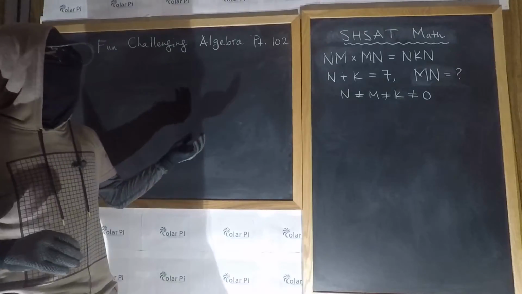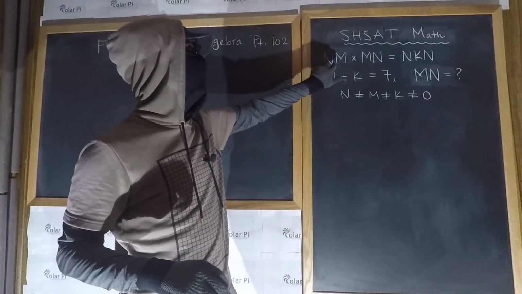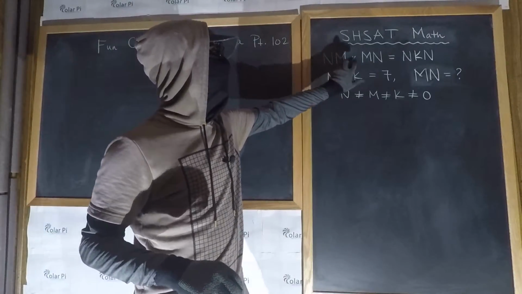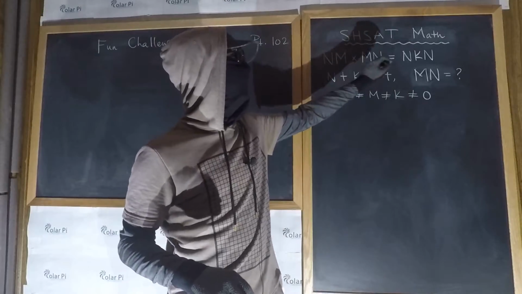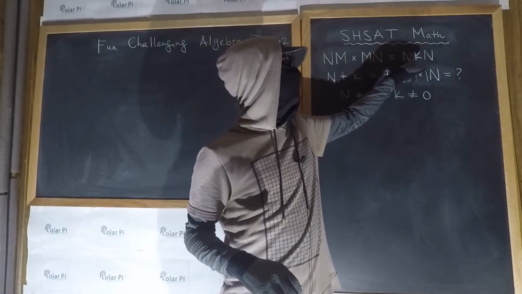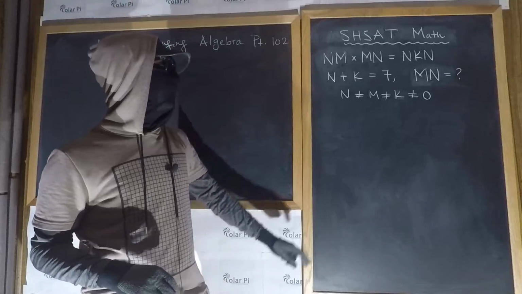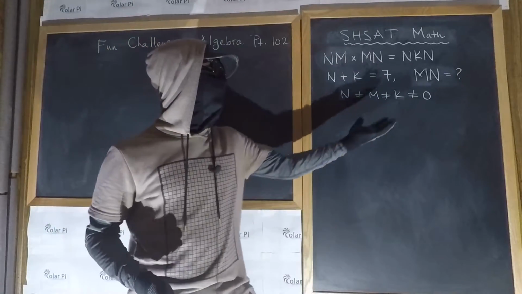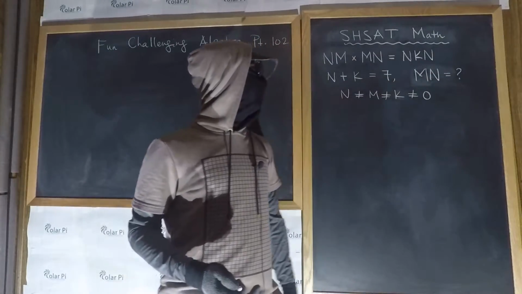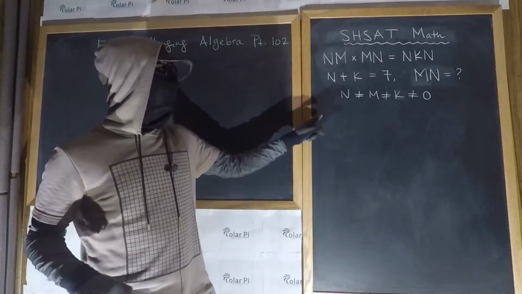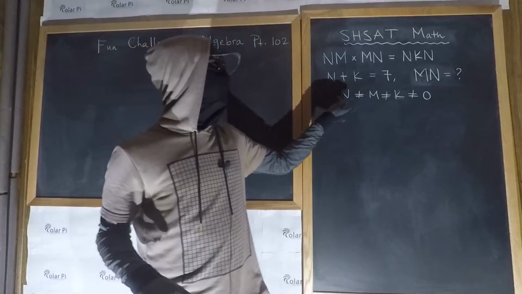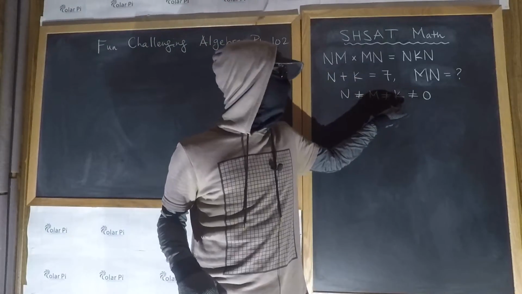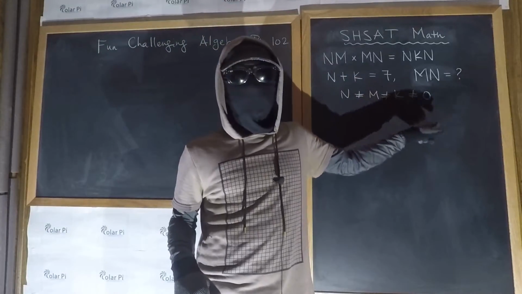So here's what you're told. You're told that NM is a 2-digit number, as is MN, and when you multiply them, you get the 3-digit number NKN. Additionally, you're told that N plus K is equal to 7, and the task is to figure out the 2-digit number MN. Last but not least, N, M, and K are distinct numbers, and none of them are 0.